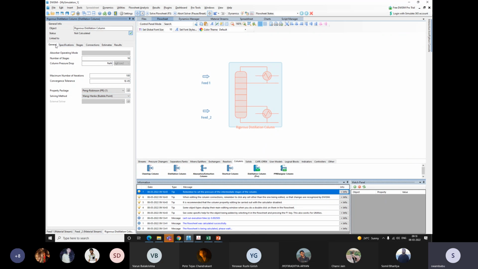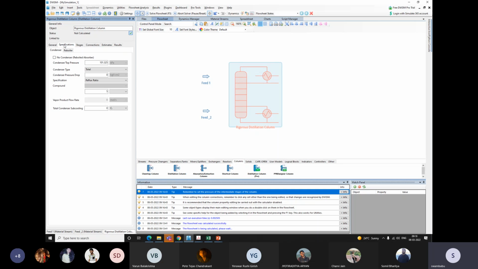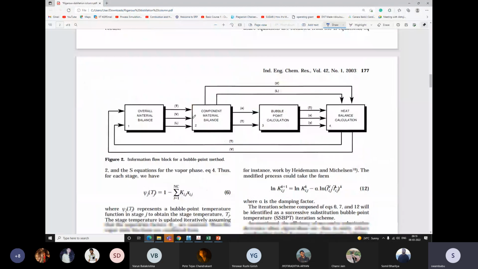So that is the first general tab. We will navigate through each tab. In the specification tab, we need to specify the condenser and we have to specify the reboiler. First, the condenser top pressure. And you can see here the top pressure is given.